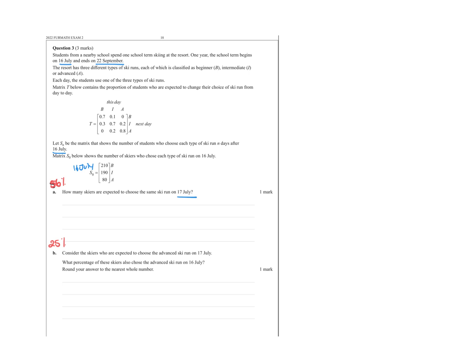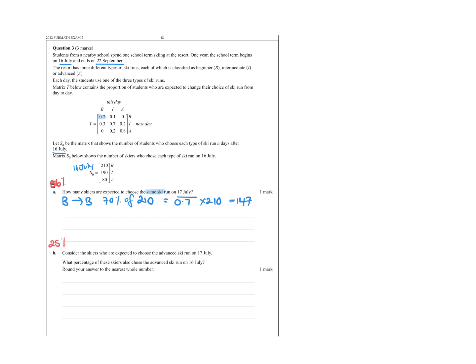If you need the 17th of July, it says how many choose to do the same ski run. So if you're doing the same ski run, that means you're going from B to B. If you look at that value up there, B to B is 0.7 or 70%. So you're going to say 70% of the B ones on the day before, which is 210. That's 0.7 times 210, which equals 147.